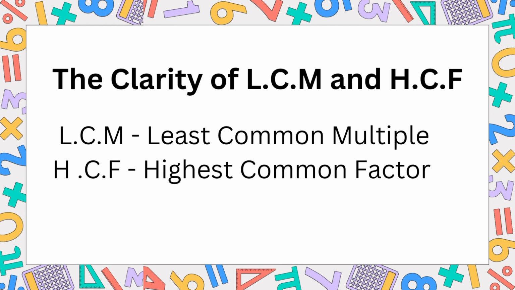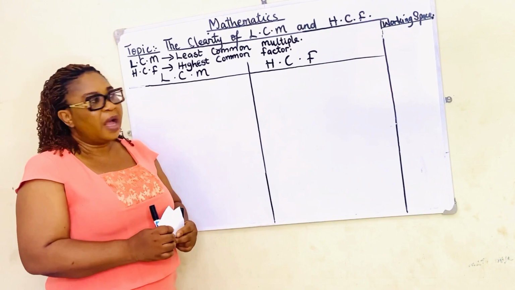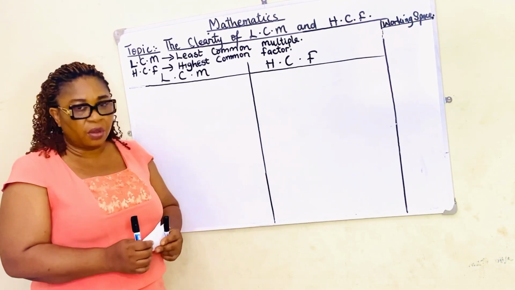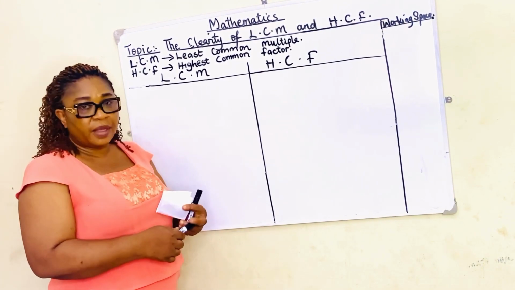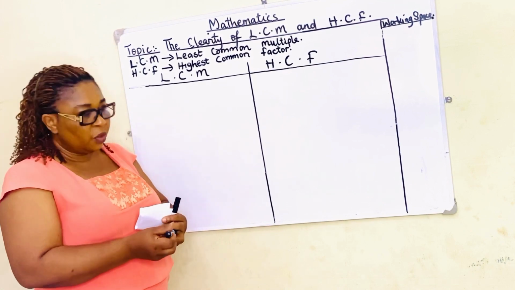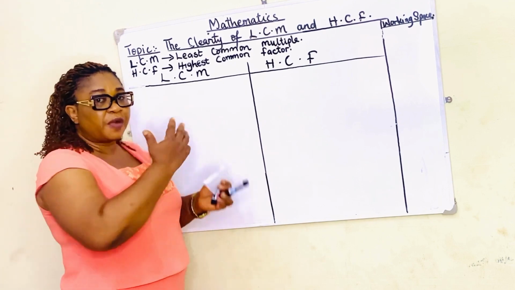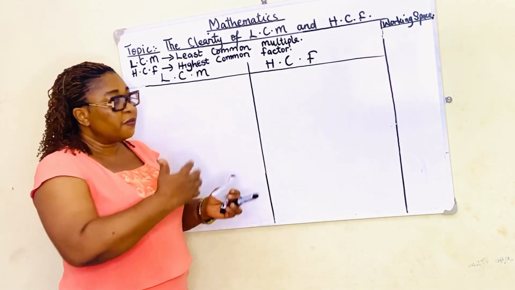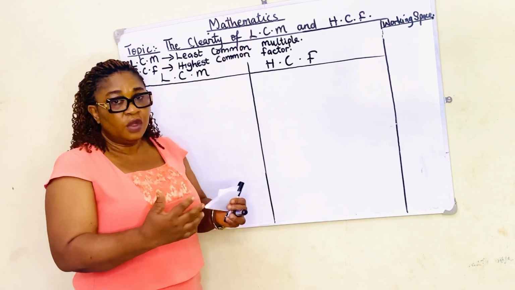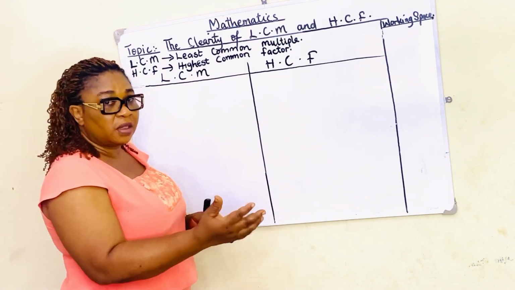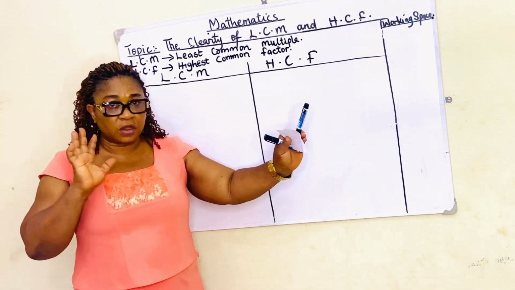L.C.M means least common multiple. What did I say? Least common multiple. And H.C.F means highest common multiple. At the end of the lesson, I will explain it more for you to understand better. But let's do the working now. We're going to pick a set of numbers, and we're going to find the LCM, and at the same time find the HCF, so that you know the difference between LCM and HCF at once.